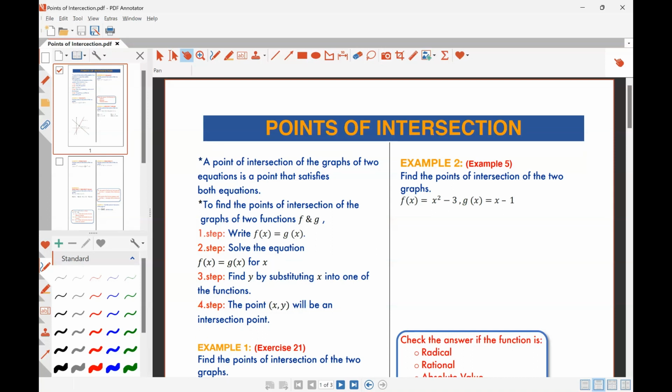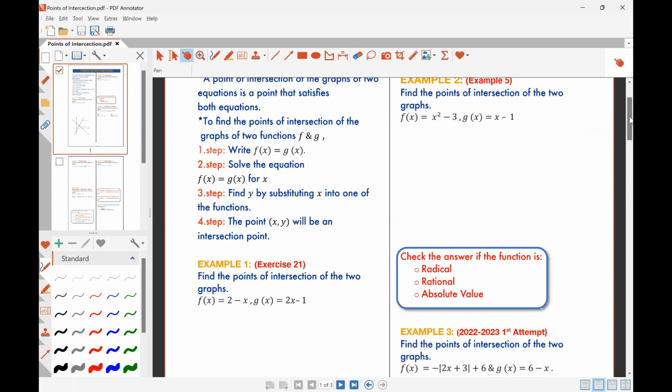Hello everyone. This video is about points of intersection. As the name refers, a point of intersection of a graph of two equations is the point that satisfies both equations. So we will be solving equations simultaneously. Graphically, it's the point where two graphs are crossing.